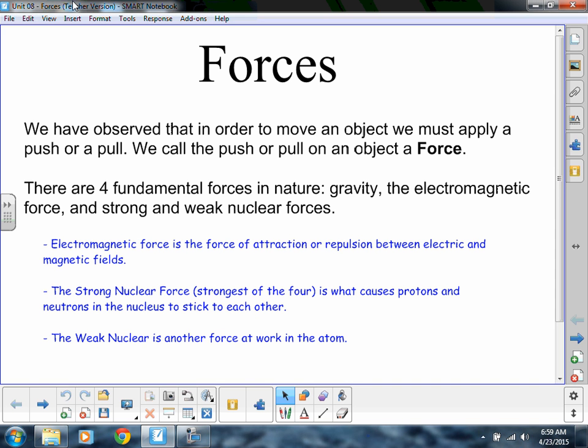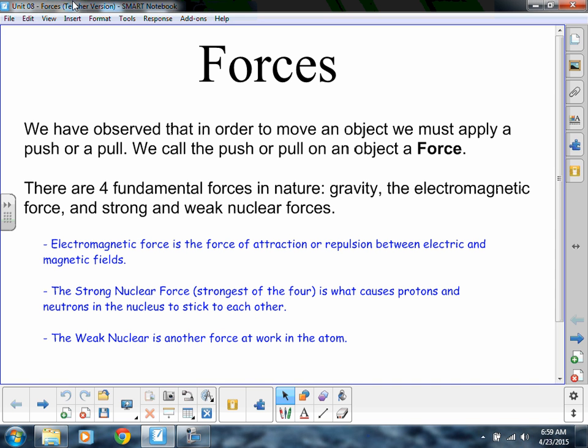The electromagnetic force is the force of attraction or repulsion between electric and magnetic fields. So when magnets attract each other, or a magnet attracts something that is magnetic, that's part of the electromagnetic force. If you have electrically charged particles and there's an attraction, like when you get shocked touching a piece of metal, or just any electric field interaction, that's part of the electromagnetic force as well.